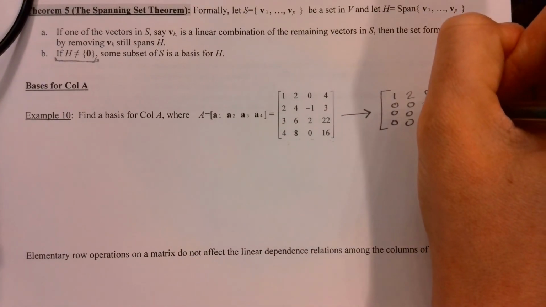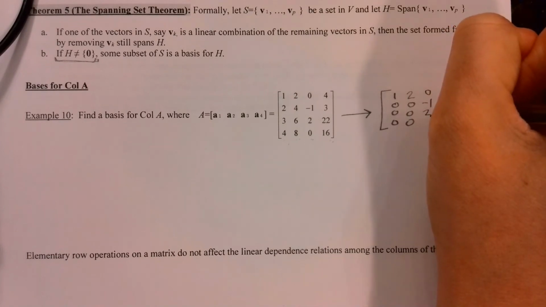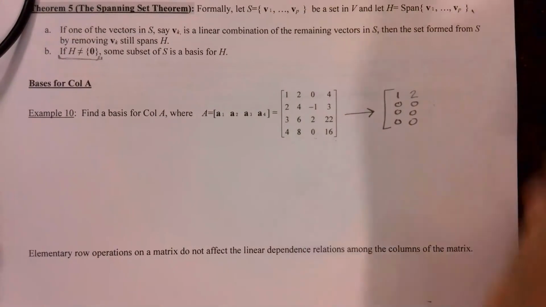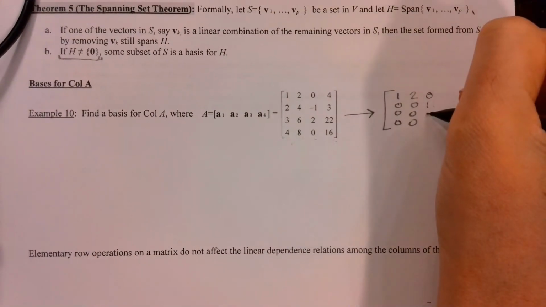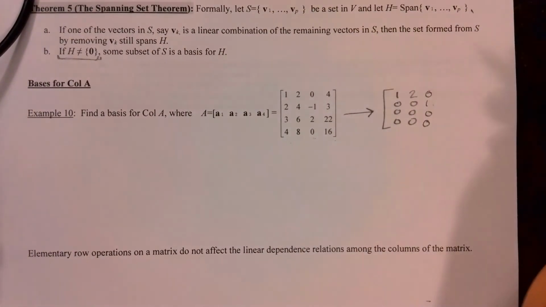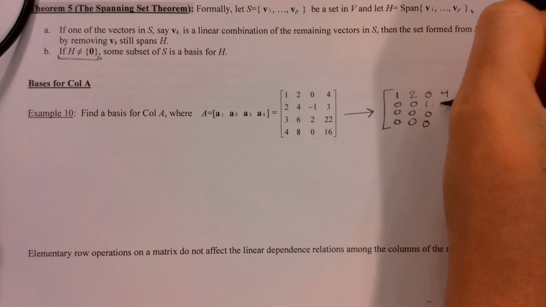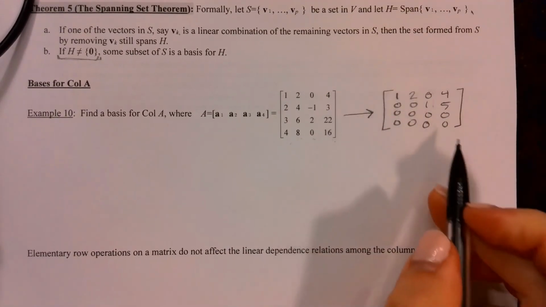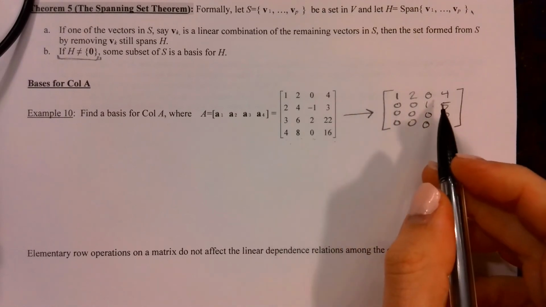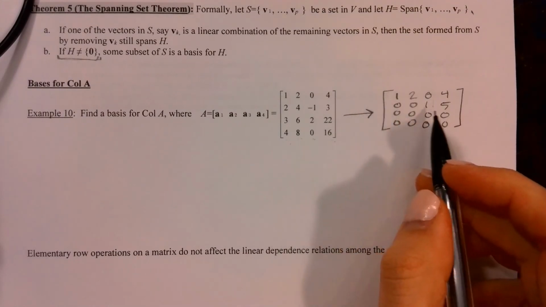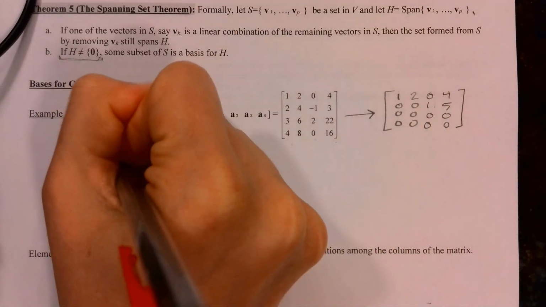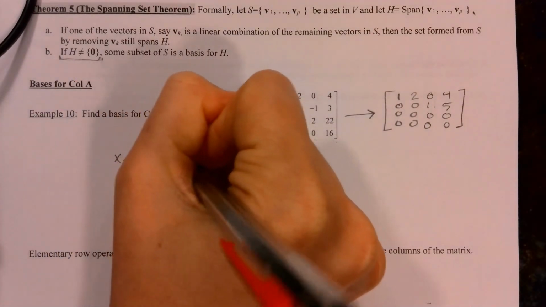Nice. Third column is 0, negative 1. Oops, sorry, 0, 1, 0, 0. I was reading the old one. So that is independent. But then the last column is 4, 5, 0, 0. So that is, again, dependent. This was a combination of columns 1 and 3. So I don't, again, need column 4. So x2 and x4 are free.